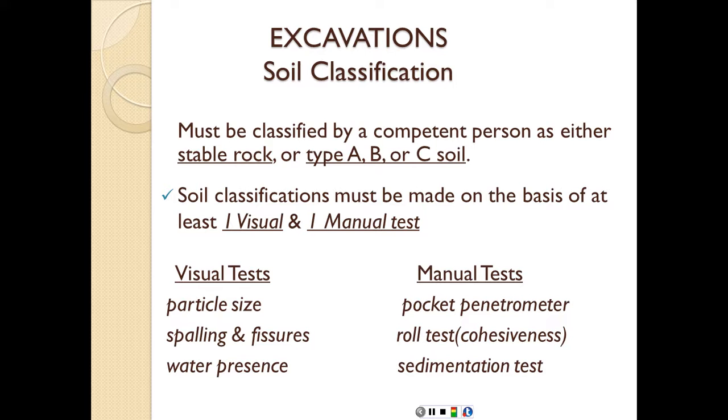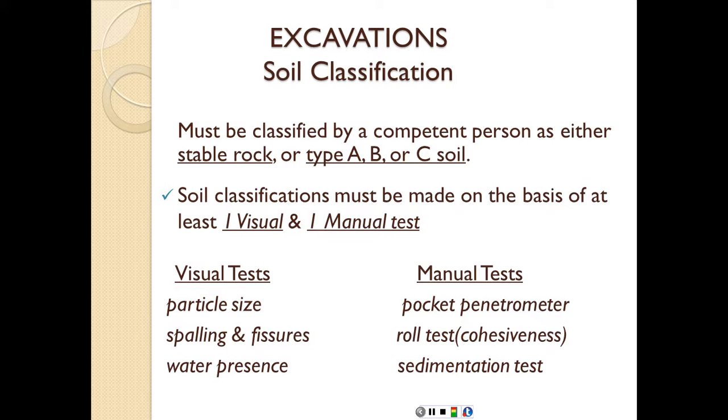Soil classifications, how are we going to classify the soil? It must be made on the basis of at least one visual and one manual test. This is something that you have to remember very carefully. You're going to need two different tests to classify the soil, one visual and one manual. The visual tests include the particle size, which you can visually inspect, spalling and fissures, cracks and scaling, and water presence. You can see clearly with your naked eye whether there's water inside the trench or not. So these are visual tests.